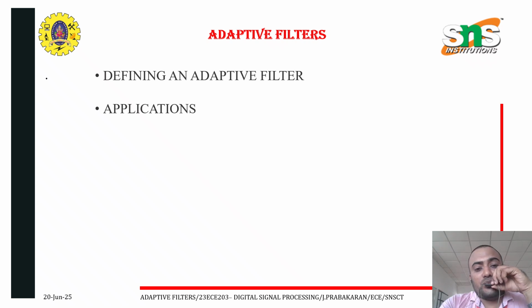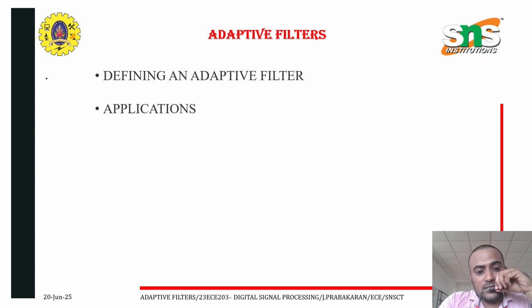Unlike fixed filters, adaptive filters are algorithms that dynamically change the filter coefficients based on the input signal and an error signal. They are especially useful in environments where signal characteristics change over time and are not well known in advance.